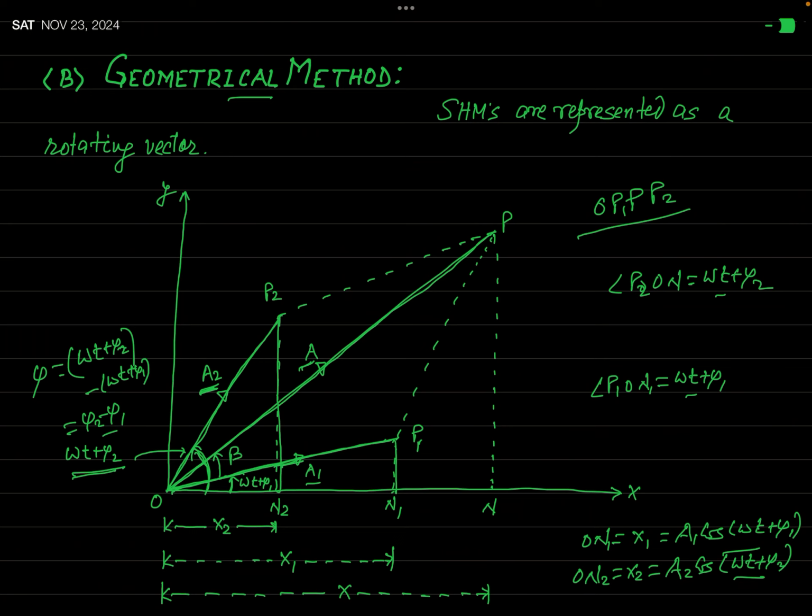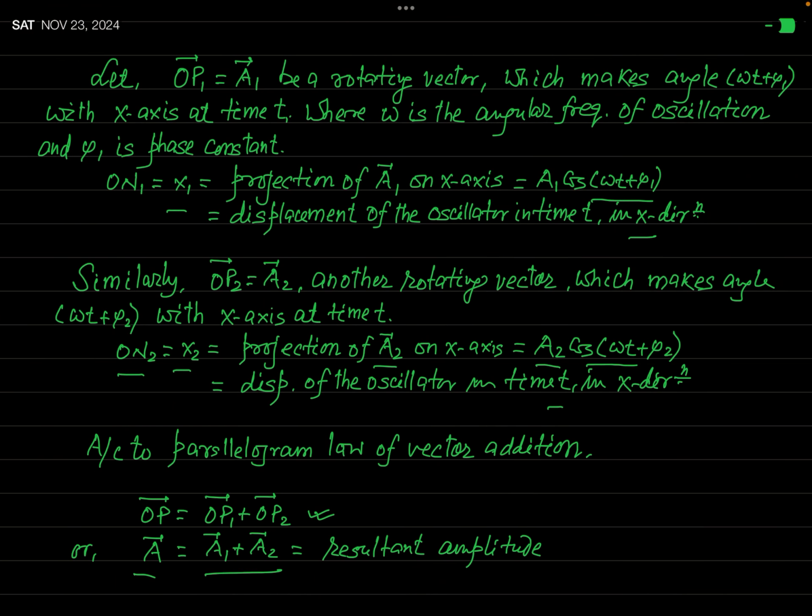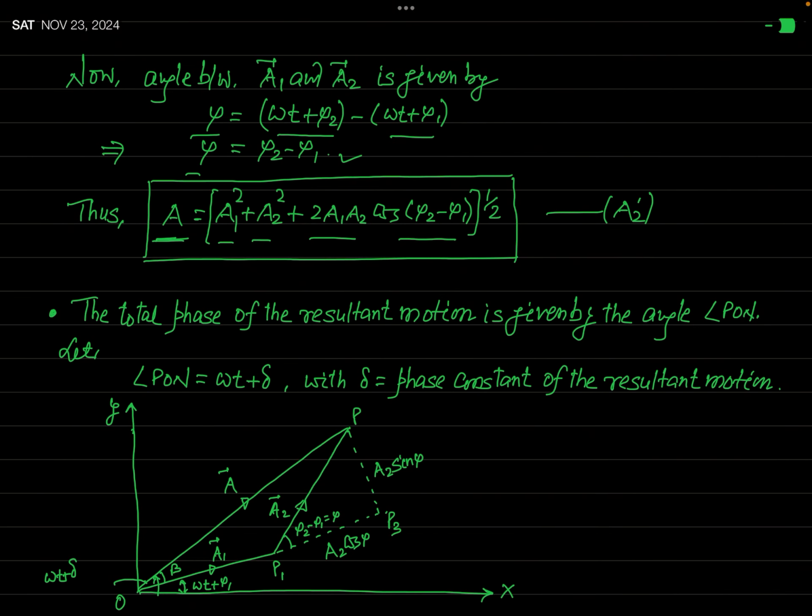Similarly, if A is the resultant amplitude, then the angle made by this vector A with the x-axis will be the total phase of the resulting motion. This total phase of the resulting motion we can consider to be the angle PON, and that is equal to omega t plus delta. Here, delta is the phase constant of this resulting motion.